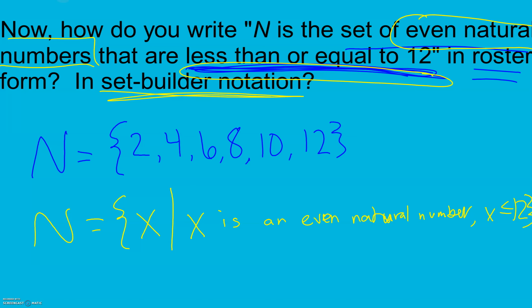So one more time, in roster form, we list them out just like on a basketball roster: 2, 4, 6, 8, 10, 12. In set builder notation, we always have to have that part, and then we list anything in the middle that are the characteristics of our values. They have to be even natural numbers, so we say x is an even natural number, and they have to be less than or equal to 12, so we say those numbers that are less than or equal to 12.